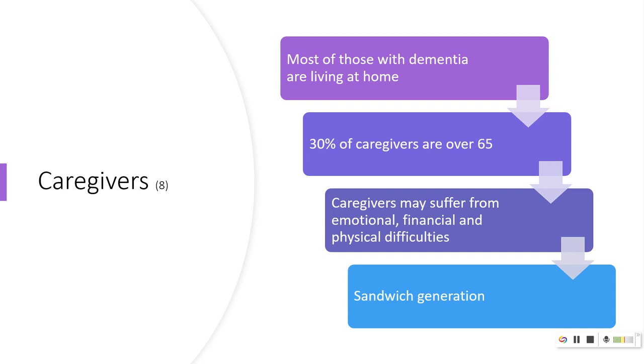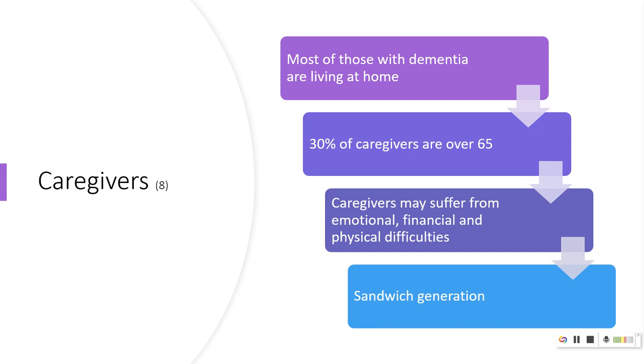Financially, the caregiver might have to give up their job to take care of their loved one that has dementia. They might have called in sick a lot. They might have more financial burden from medical bills that are piling up from the person who has dementia and from the caregiver themselves.